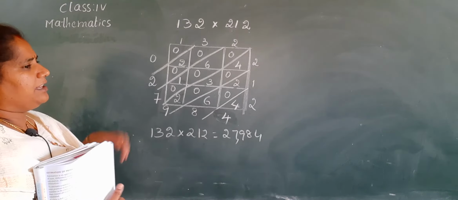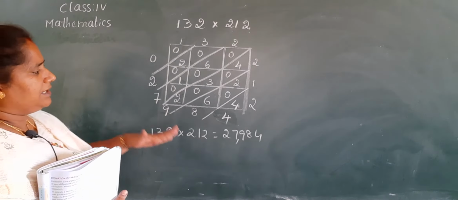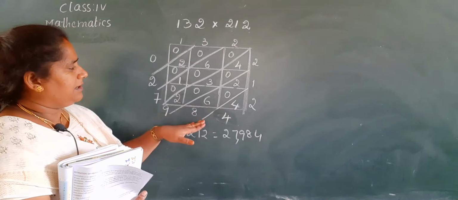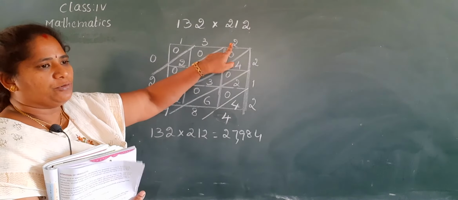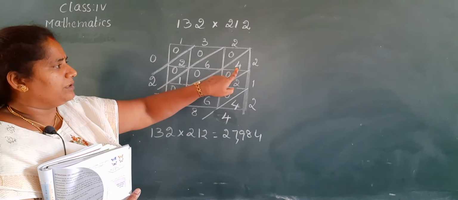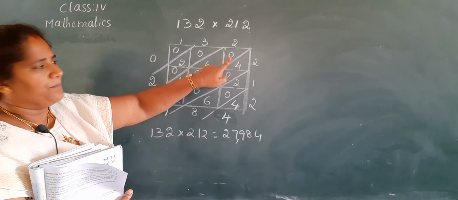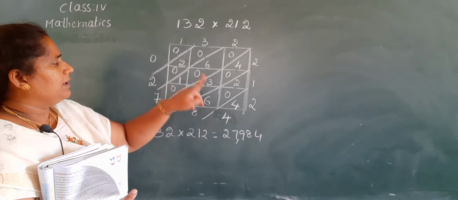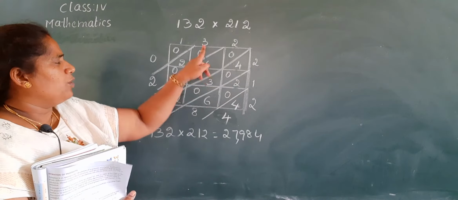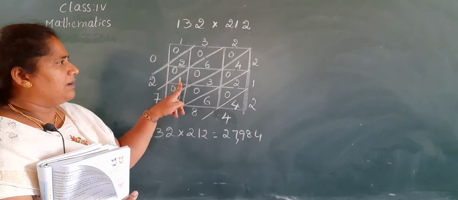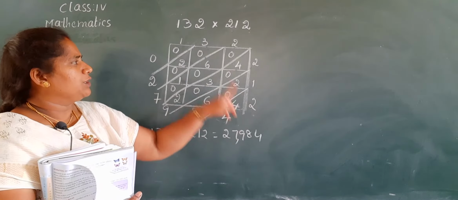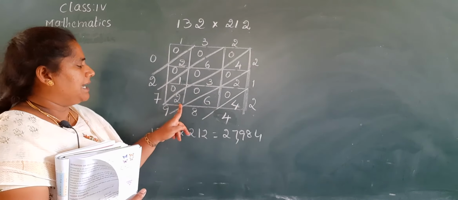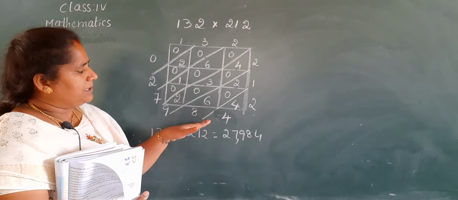So it is a very easy method. You just have to make the columns and rows, then draw the diagonal lines. After that you multiply. 2 2s are 4. One digit comes, you write it down, and here we keep 0. 2 3s are 6, 0. 2 1s are 2. Next again 1 2 is 2. 1 3 is 3. 1 1 is 1. 2 2s are 4. 2 3s are 6. 2 1s are 2.